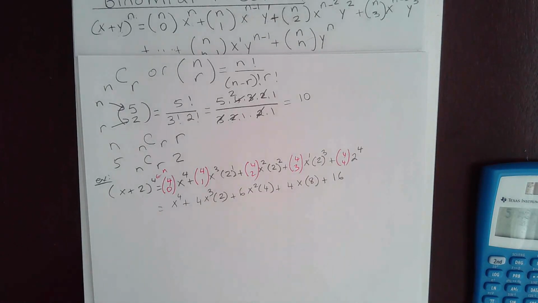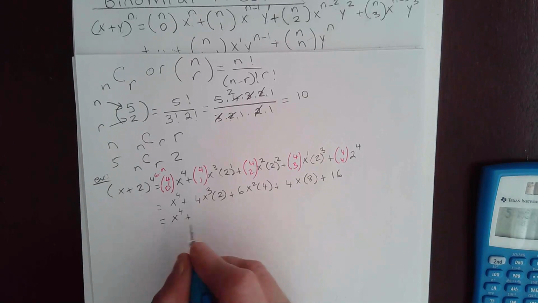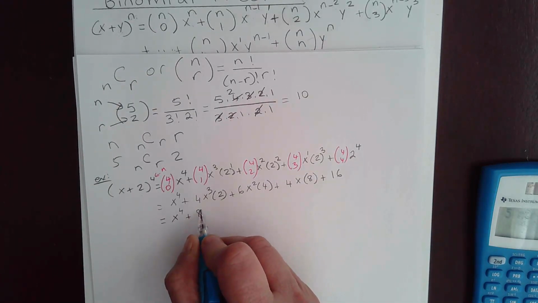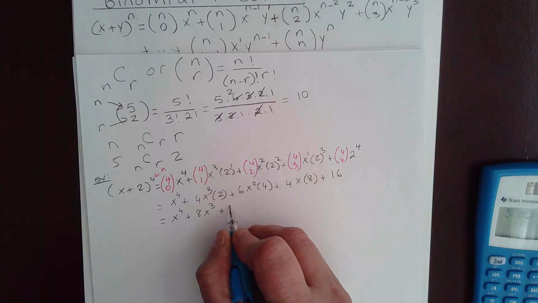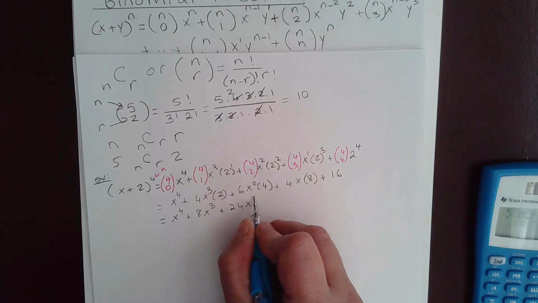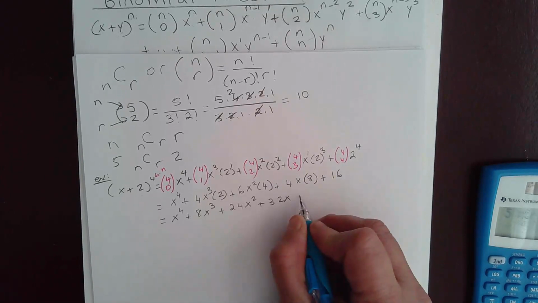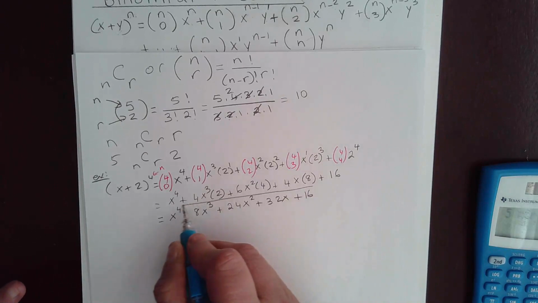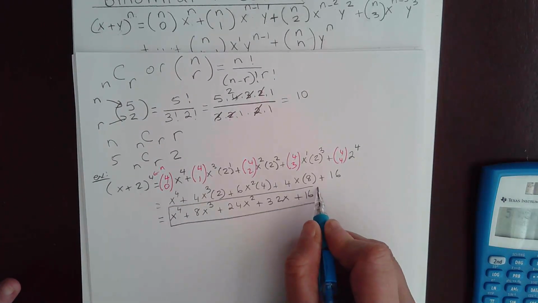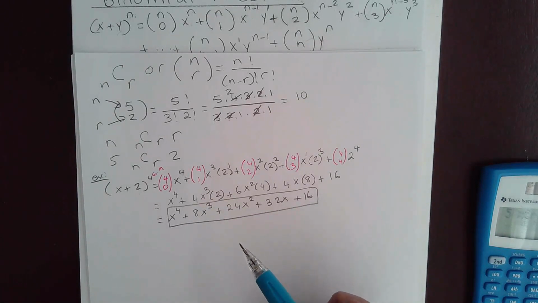So now we're just going to have to simplify this. We're going to have x to the 4th plus 4 times 2 is 8x cubed plus 6 times 4 is 24x squared plus 4 times 8 is 32x plus 16. And here's your answer.